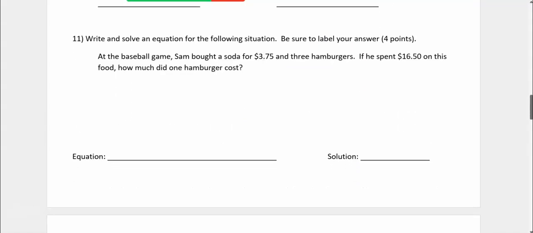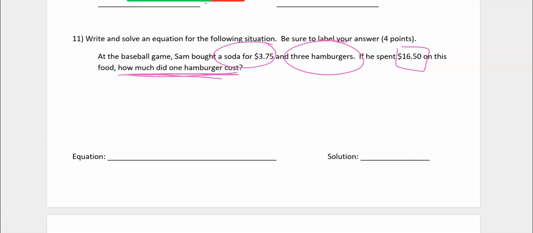All right, moving down to some word problems here. Write and solve an equation for the following situation and label your answer. At the baseball game, Sam bought a soda. The soda was $3.75. He also bought 3 hamburgers. Don't know the cost on all of that. I do know, though, that he spent $16.50 on the food. So I want to figure out how much one hamburger cost.